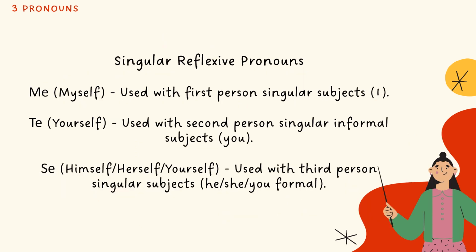Singular reflexive pronouns. Me, myself, used with first-person singular subjects. Te, yourself, used with second-person singular informal subjects. Se, himself, herself, yourself, used with third-person singular subjects.